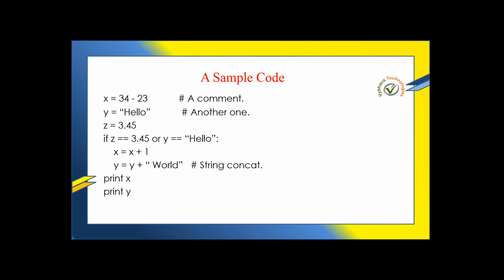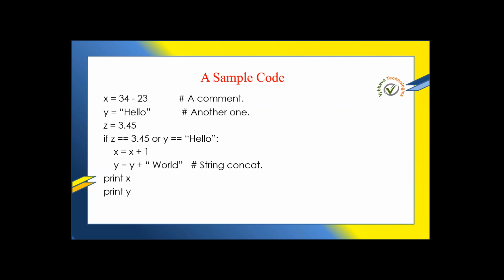Okay. So for strings, double quotes and single quotes, both are allowed. So string y is equal to hello, that is a string. You are creating a text. z is equal to 3.45. It's a float value. You can check the values, you can validate, you can do any calculations.